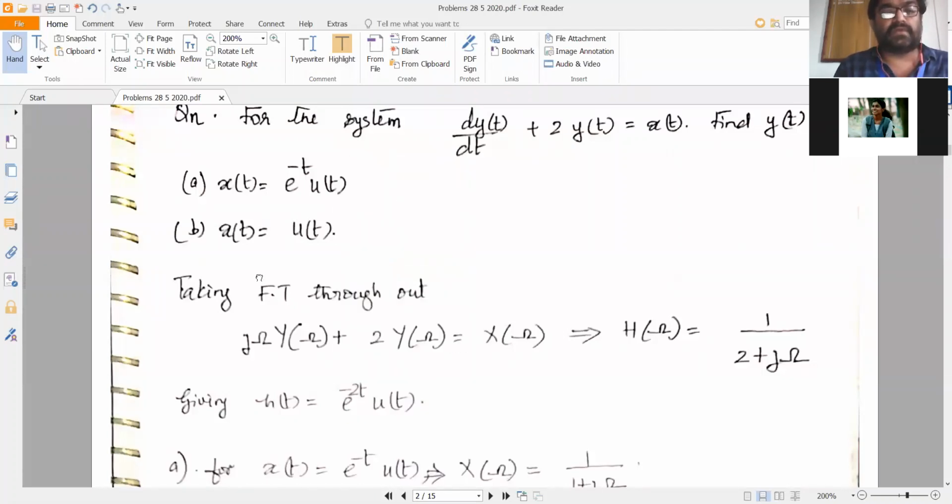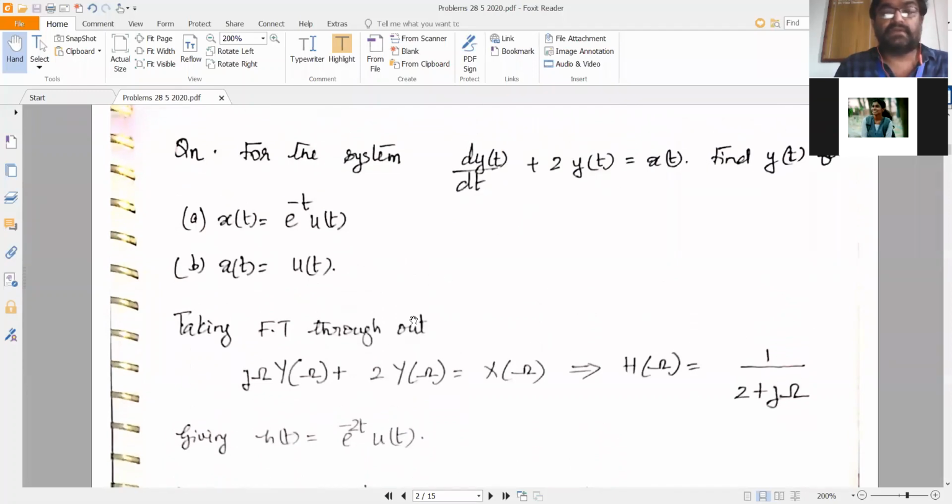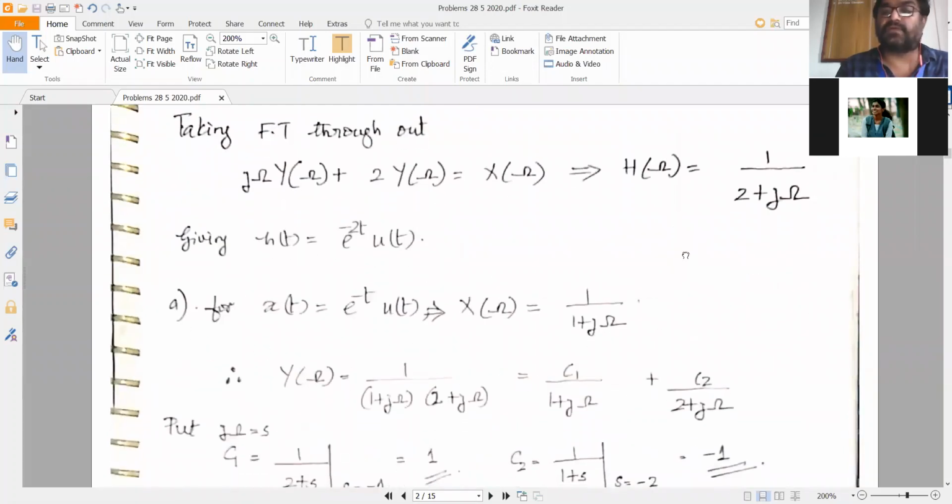So if you take the Fourier transform for this differential equation, you can write j omega Y of omega plus 2 Y of omega is equal to X of omega. Which will give you H of omega is equal to 1 by 2 plus j omega. So which means you would have had an H(s) given by 1 by 2 plus s.